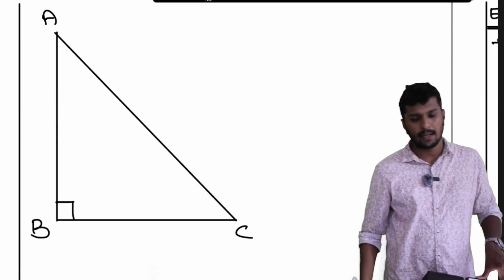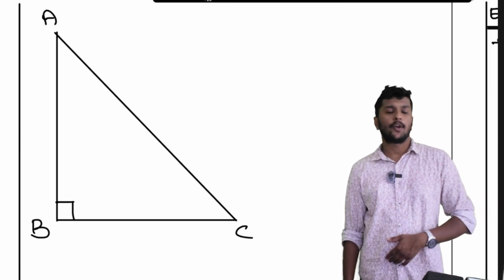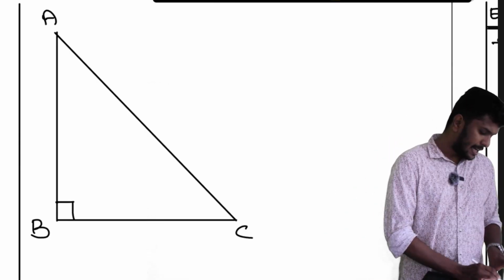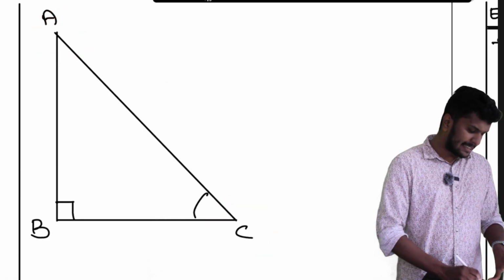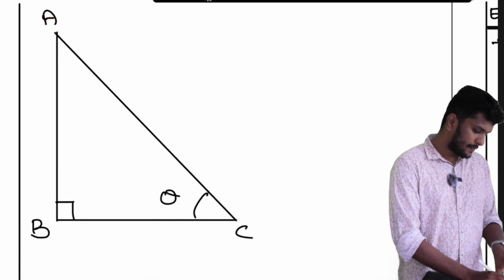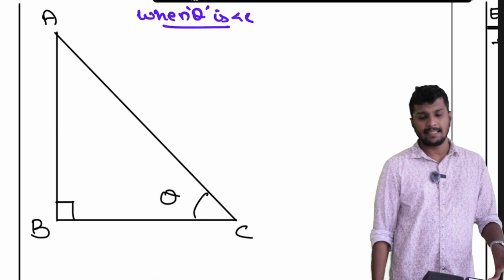Now if I take a right triangle ABC, here we have two acute angles. Which are the two acute angles? Angle A and angle C. So one of the acute angles I'll take as theta. When theta is angle C, I'll show you something.